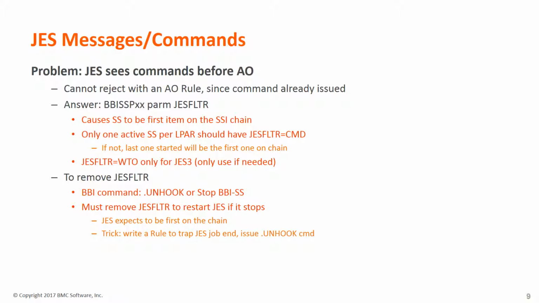In the UBB PARM library, in the BBISSP member, there's a parameter called JES filter. You can set that to cause AutoOperator to see the events before JES does. Now, one caveat here is that if you need to bring down JES, you have to issue a .unhook command to release that JES filter so JES can come back up. The easiest way to accommodate that is to build a rule in AutoOperator that looks for the JES end message, and when you see it, you just issue the .unhook, and that will accommodate that for you.